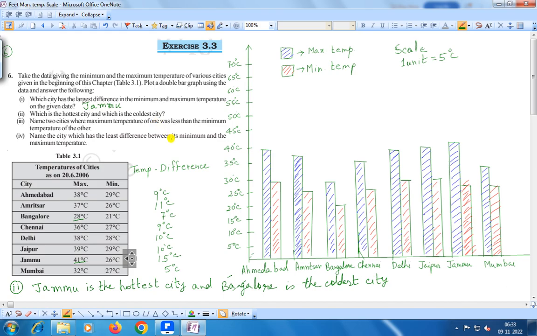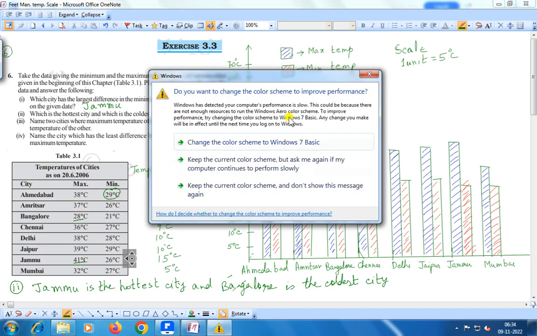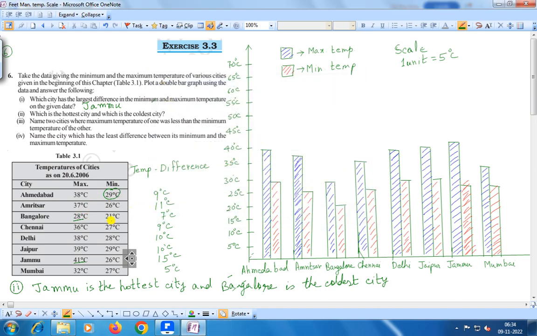of the other, right? Here the minimum temperature for Ahmedabad is 29 degrees centigrade and in Bangalore the maximum temperature is 28 degrees centigrade. That means the maximum temperature of Bangalore is less than the minimum temperature of Ahmedabad, right? You can write here Bangalore and Ahmedabad. That is question number 3.